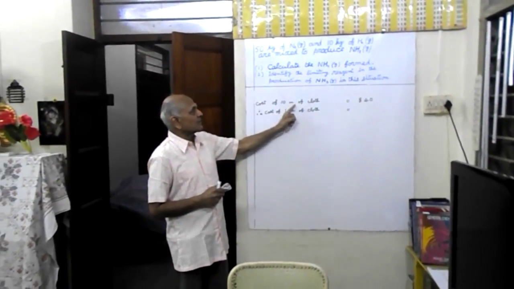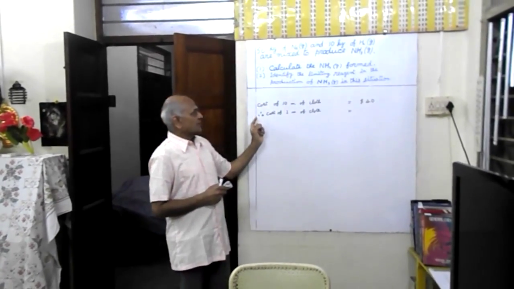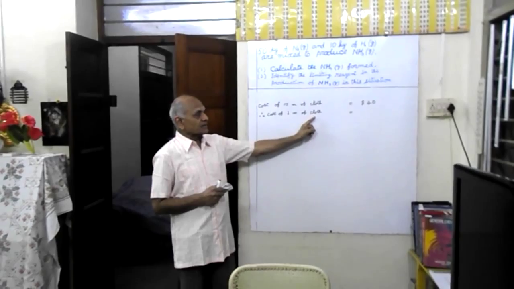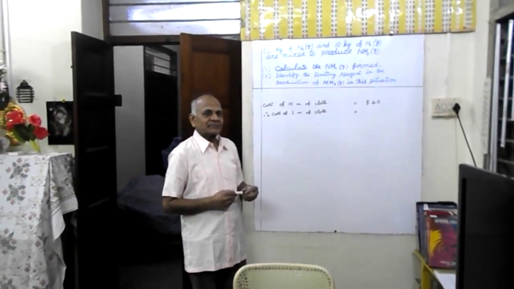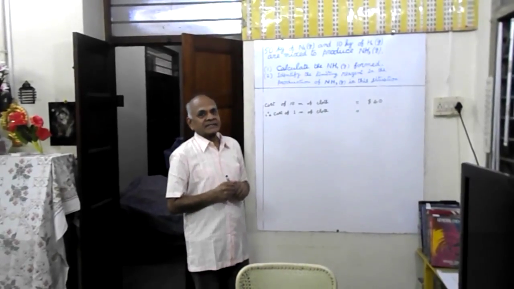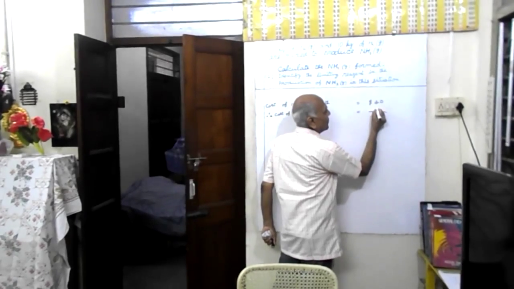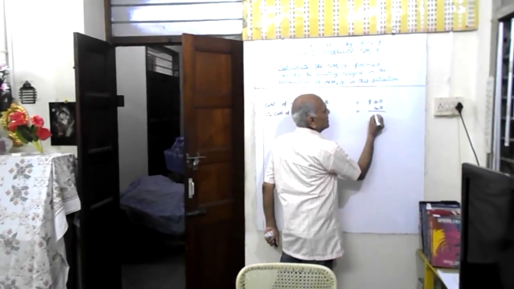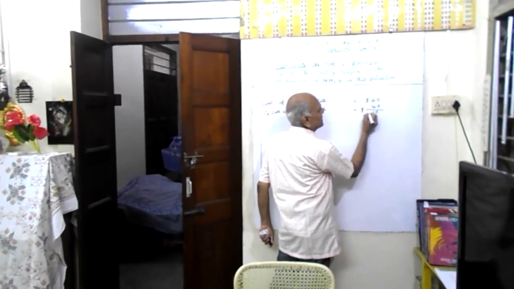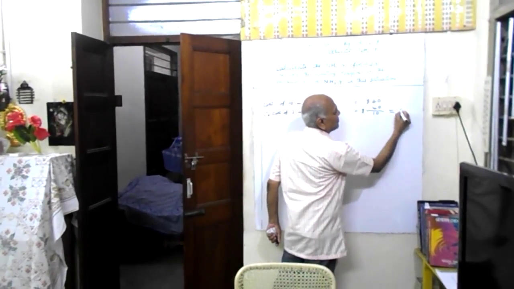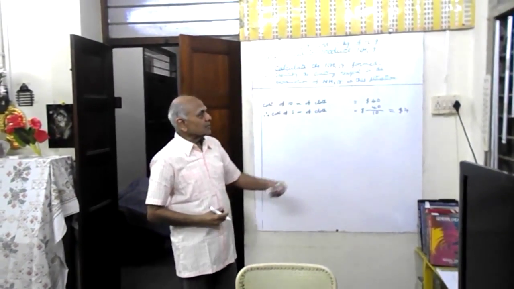Cost of 10 meter of cloth is $40. Therefore, cost of 1 meter of cloth. All of us know the answer quickly. We can tell the answer quickly. But how do you arrive at that answer? We divide 40 by 10 and we get the answer is equal to $4. So the operation involved is division.